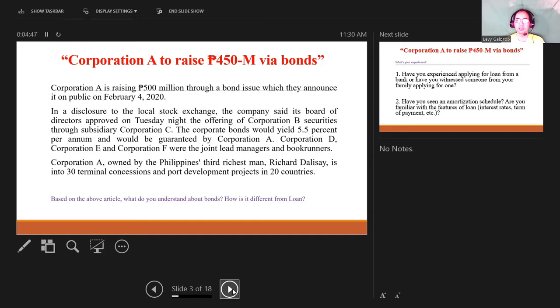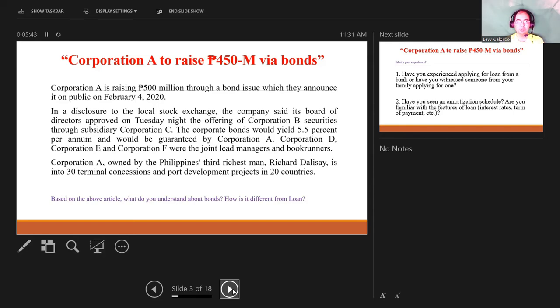So mula dito sa nabasa natin na situation, ano masasabi niyo rito? Ito ba ay bond or simple loan? So as mentioned, it is a bond. So ano nga ba ang pagkakaiba ng bond at ng loan? Loan, which is also long-term, can be understood as bonds, but they are actually different from each other. So anyway, you can also get more information about the difference of these two when you do your research via Google.